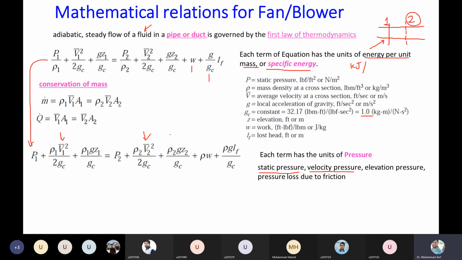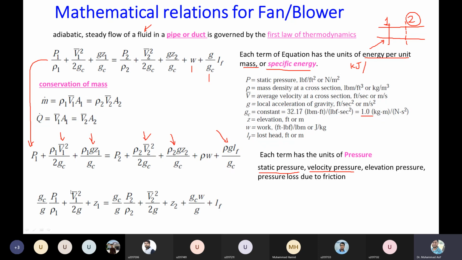The third one is called the elevation pressure, right? Whereas this one is called the pressure loss due to friction. This is the same equation as the above equation, but the form is changed now. Each term has a unit of pressure: this is the static pressure, the second one is the velocity pressure, the third one is the elevation pressure, and this is the pressure loss due to friction, right? This is the pressure created by the motor, the work input.